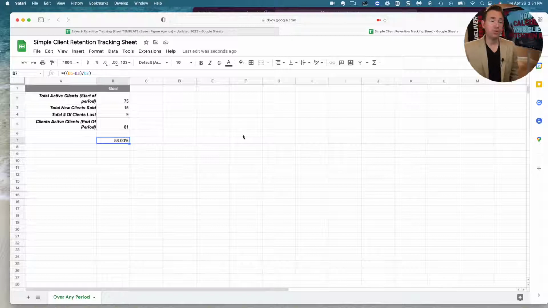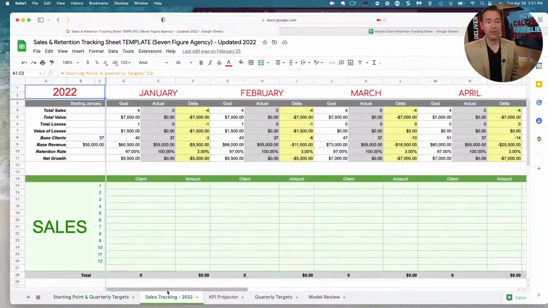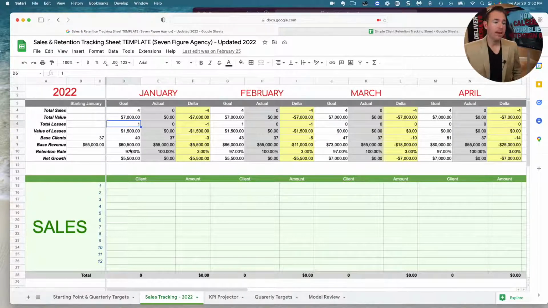So what I like to do more likely is what would be on this sales retention tracking sheet. If you jump to the sales retention tracking, this gives you the mechanism to set a goal. How many clients will we sell? How much will those clients be worth? How many clients do we think we're going to lose? How much are those churn numbers going to cost us? And then it helps you calculate what that retention rate is here in the actuals.